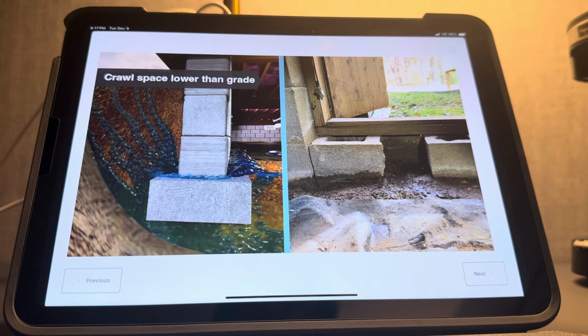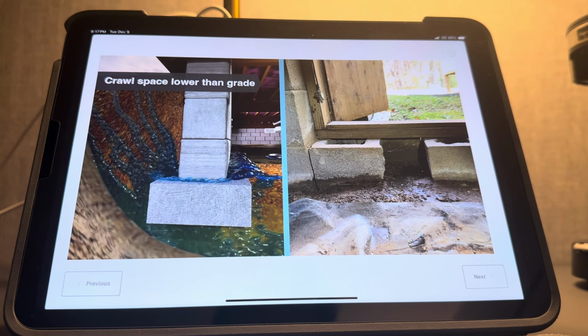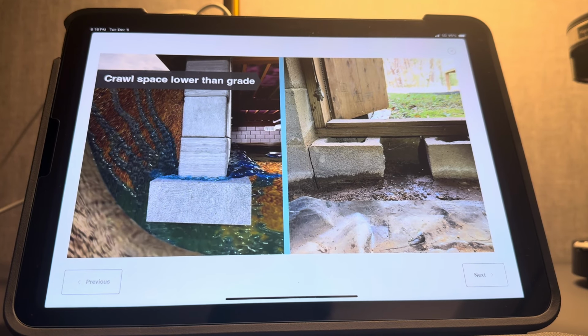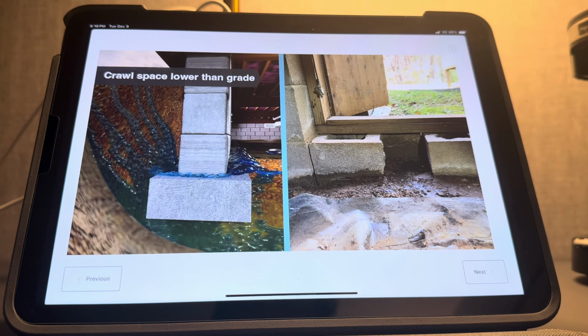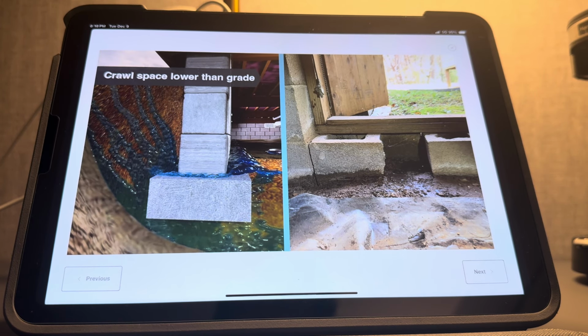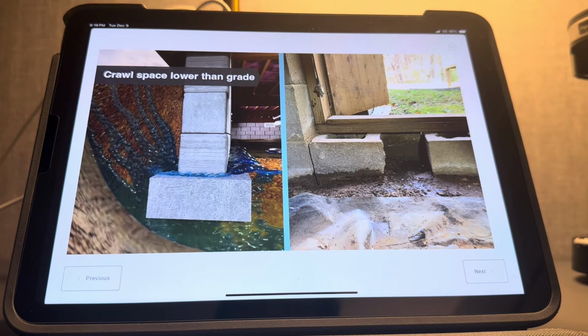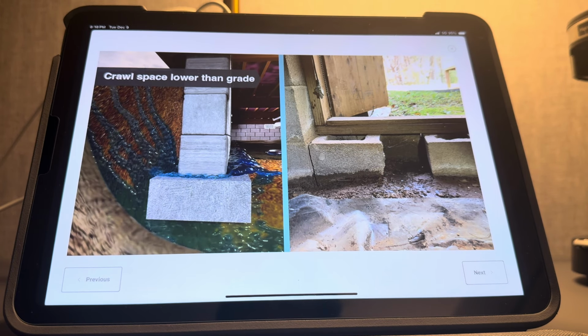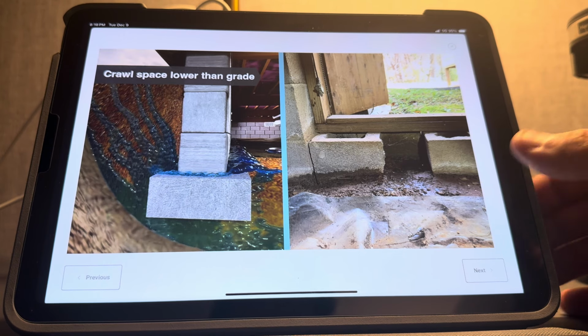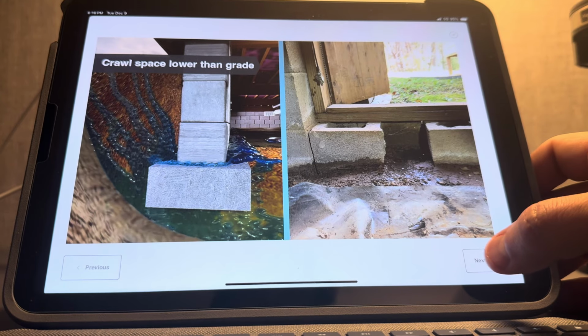Also, your crawl space is lower than grade. So not as severely as a basement, but certainly lower than grade. So water is always going to find the path of least resistance. And so you can see from this image that the water is going to flow through and find its way in at that cold joint, the place where the foundation wall meets the footing. It just has to follow gravity to find its way inside your basement.